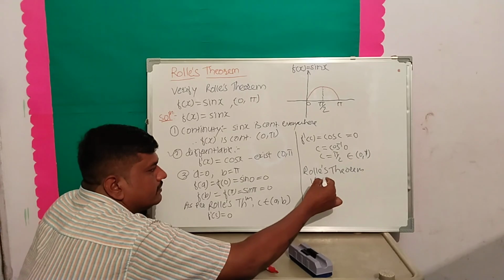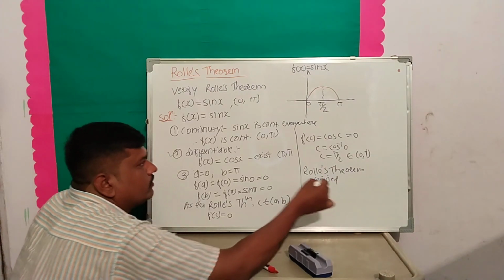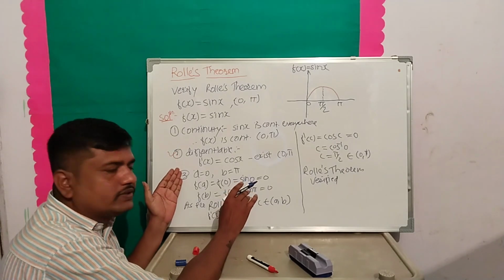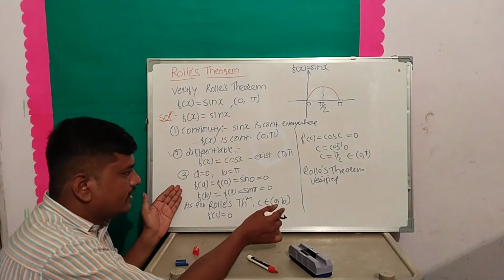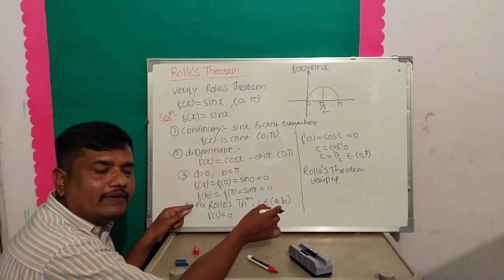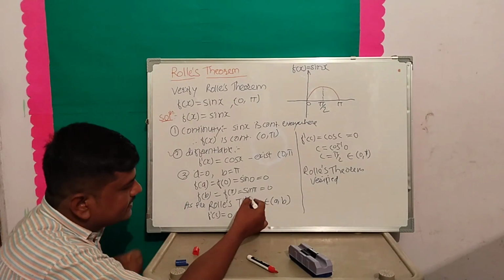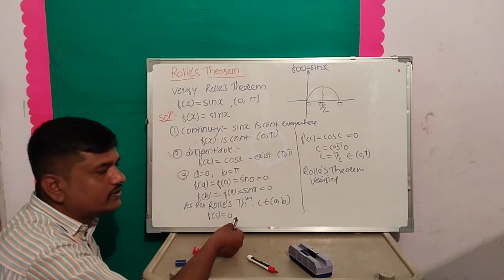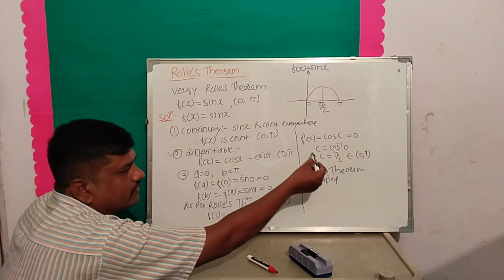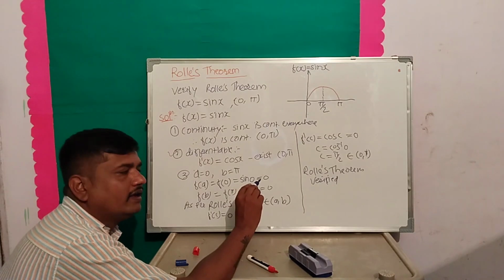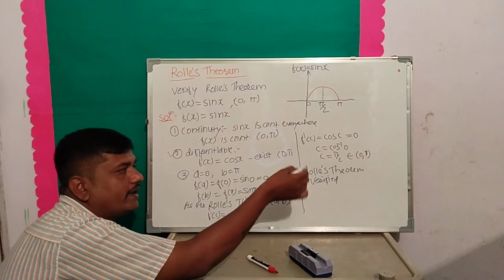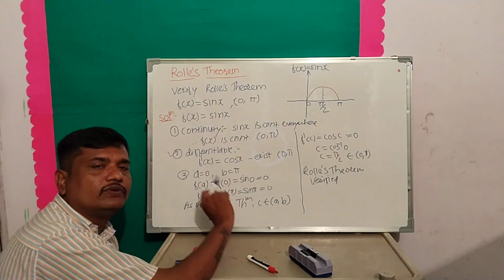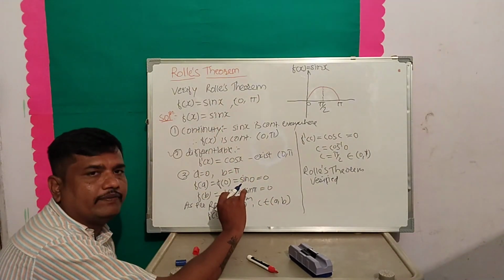So what we have to do, first of all, is check whether the given function is continuous, then check whether it is differentiable, and then check whether f of a is equal to f of b or not. If these three conditions are satisfied, then we directly equate f dash of c equal to 0, and by solving this, whatever value of c we get, we have to see that this value must be within 0 to pi, and that is proved. So this Rolle's theorem is verified.